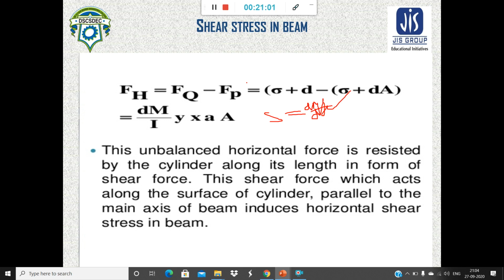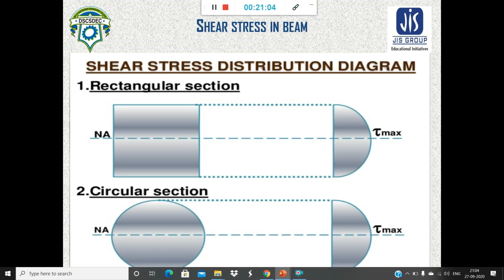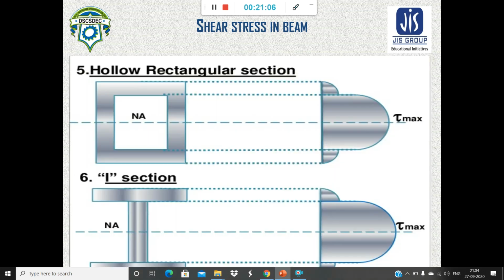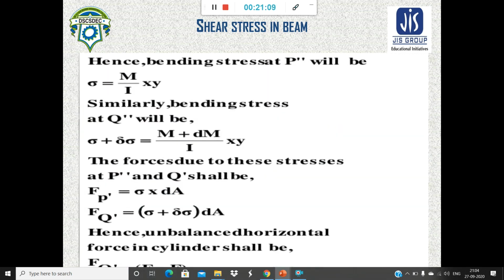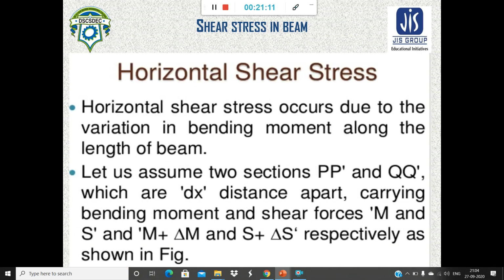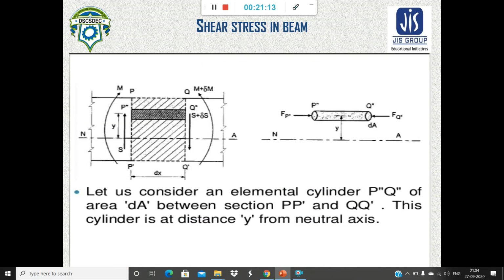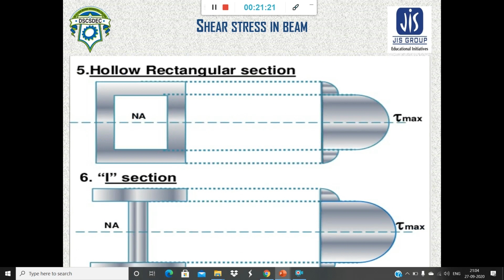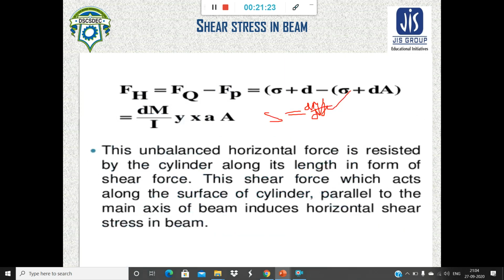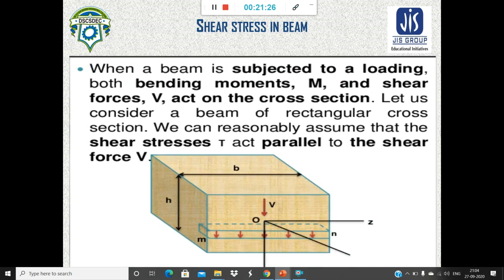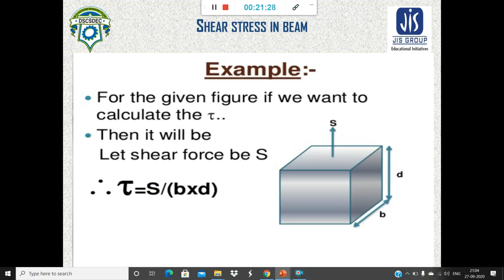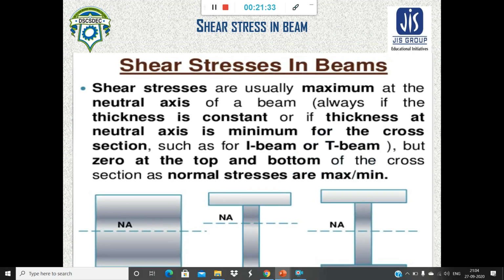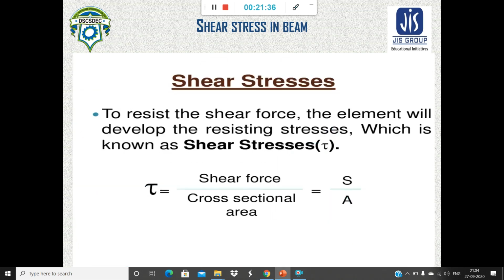So that is how the shear stress can be calculated, and that derivation part is not very important for you. But the main important part for you is to know about these diagrams. These diagrams are very important, so you should remember them, and you have to remember what shear stress is, where the shear stress is acting, and how the shear distribution will be in the different sections. So that's it.